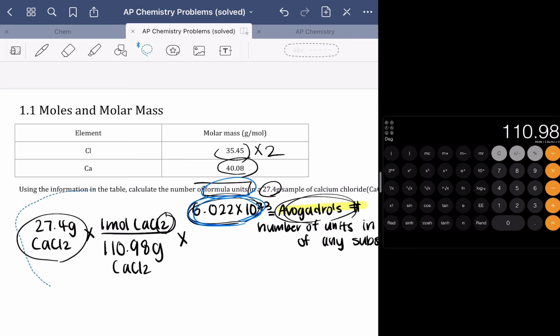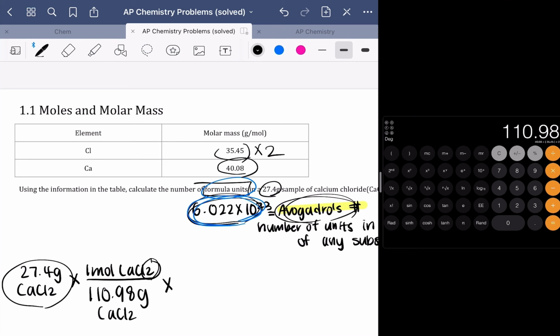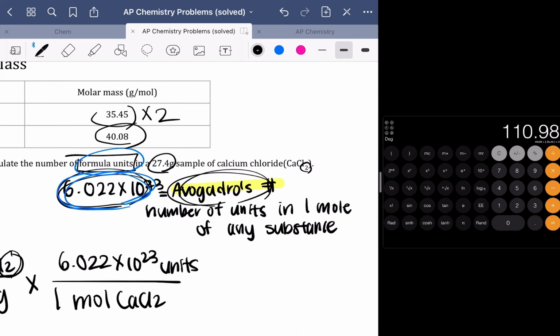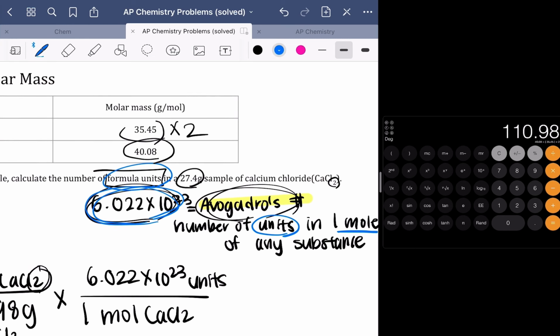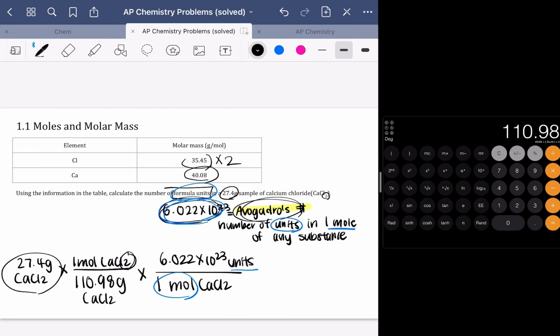Okay, let me move this problem down. And 1 mole of calcium chloride is going to have 6.022 times 10 to the 23 units. Remember, Avogadro's number is the number of units in 1 mole. And that's how we get the answer.